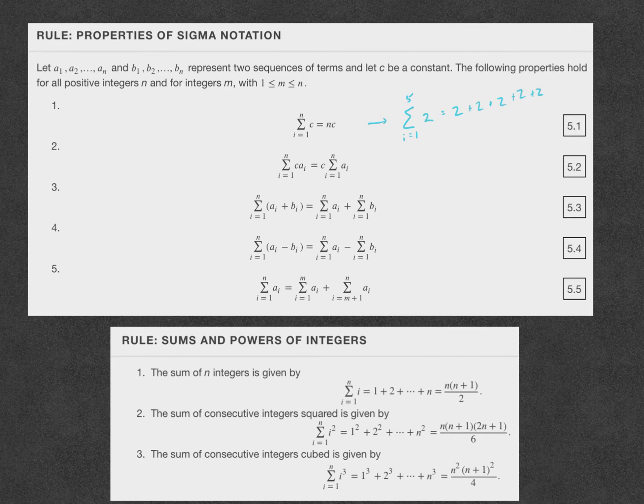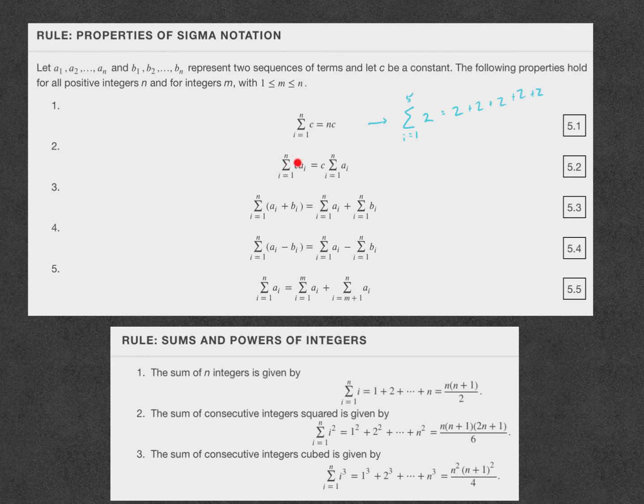That's the plural of index. Because we get 5 of them, the shorthand formula for that is n times c. In this case, 5 times 2. All right, so that's the first formula.